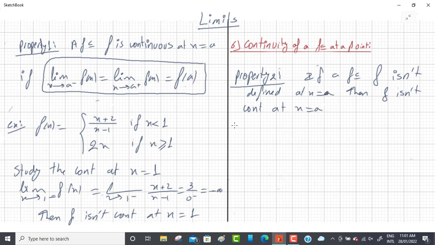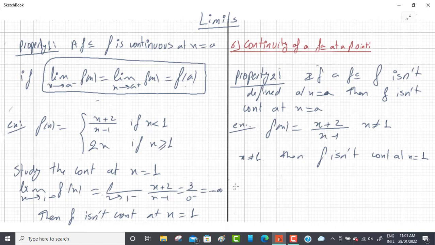It's so easy. Example, if you have the function f of x equal x plus 2 over x minus 1. As you know, x should not be equal to 1. f is not defined at 1, then f is not continuous at x equal 1. You don't even have to show it. 1 does not belong to the domain of definition, so f is not continuous at this point.